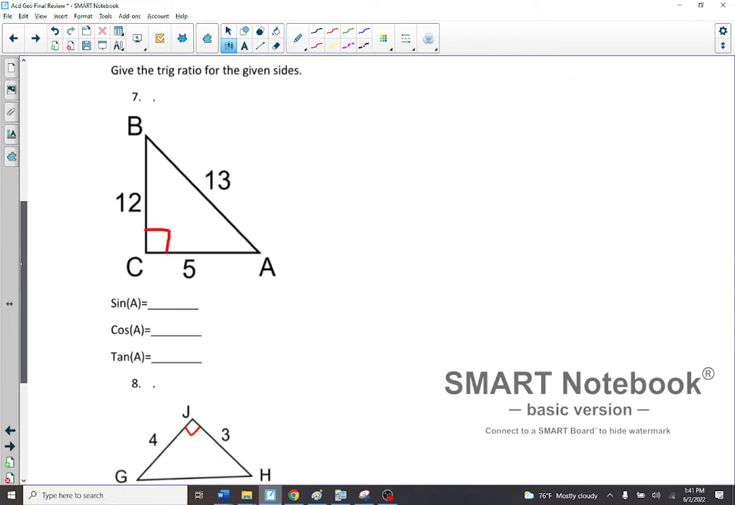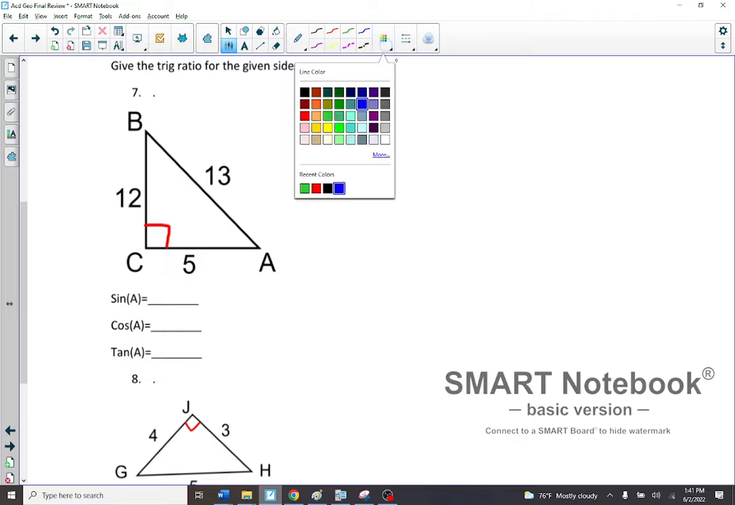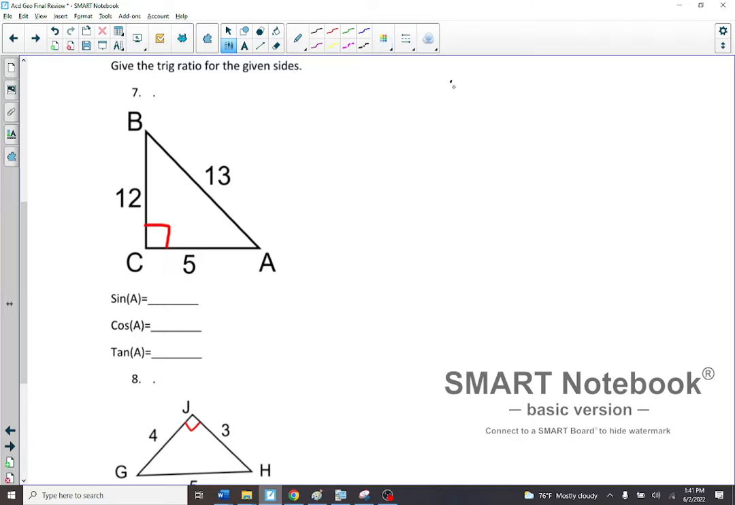Number 7, we're going to use the trig ratios. I have a formula sheet for you guys. Actually, I will print that out after I finish all this. But here is the formula for trigs. SOH CAH TOA. You're not going to be forced to remember it. I'll give you your little formula sheet, okay? But SOH CAH TOA.